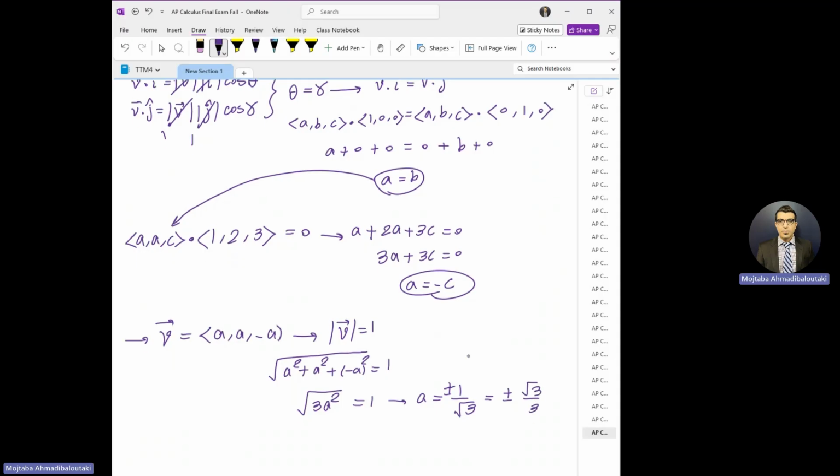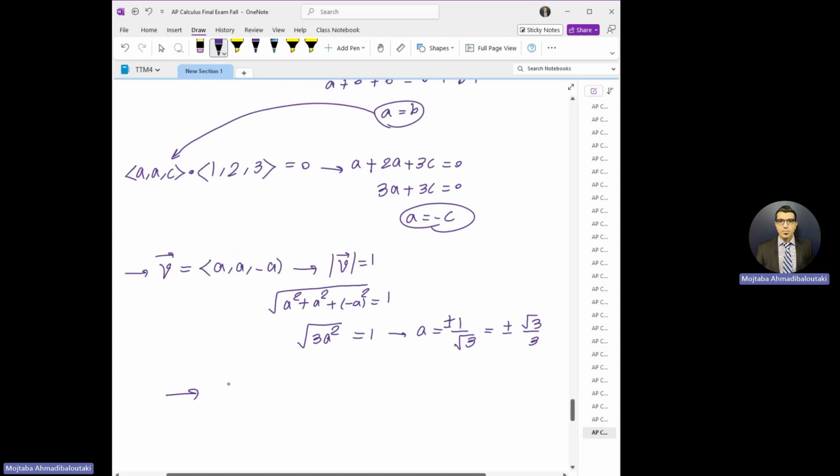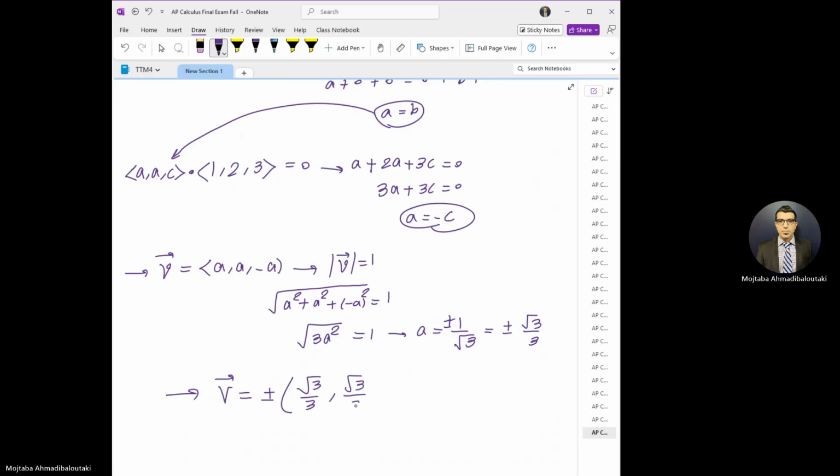There you go. So the vector V, its components are, so either minus plus, right? So a is the square root of 3 over 3. And then the second component is also the same thing. The last component would have a different sign compared to the other ones, right? There you go. So this is our vector V. There you go.